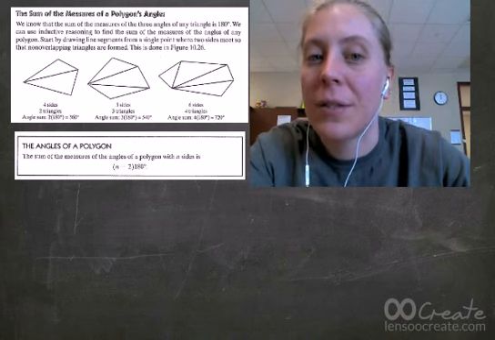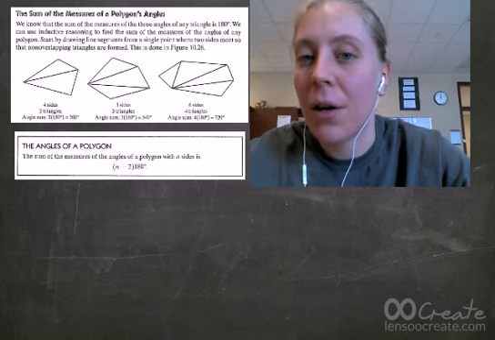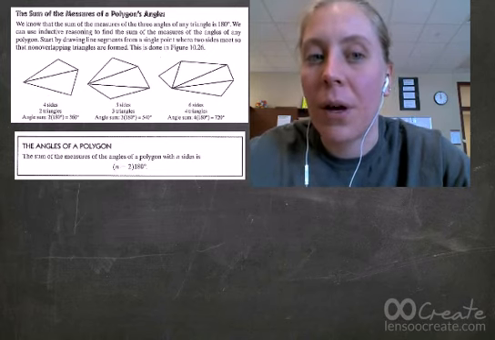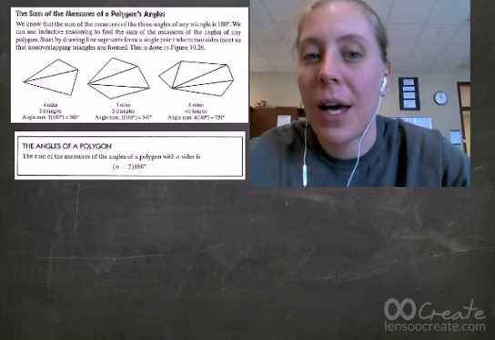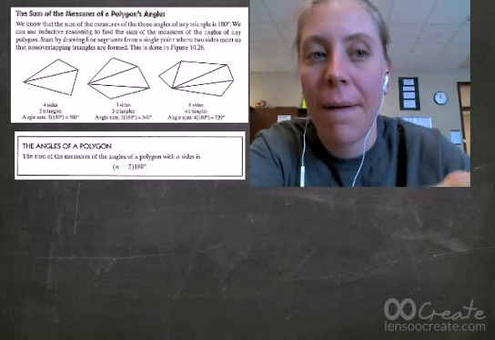The number of triangles formed will always be our number of sides minus 2. Since there are 180 degrees in each triangle, we get our formula that the sum of the measures of the angles of a polygon with n sides is n minus 2 times 180.